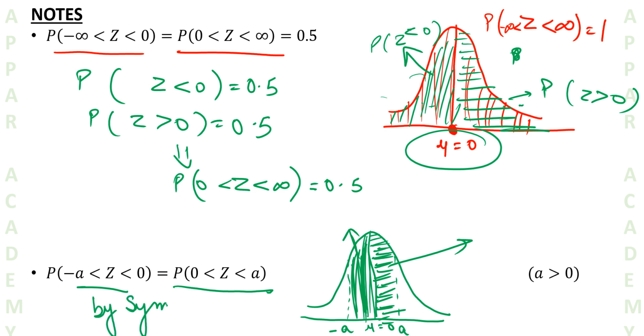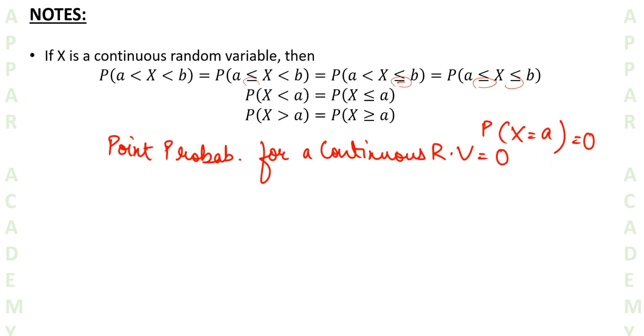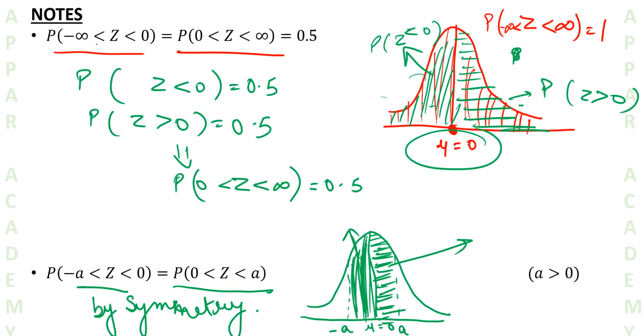This we found simply by symmetry, right? Now these are very important three points. Let's see again that the point probabilities are always 0. Second, that the mean or 0 divides this curve into two equal parts.